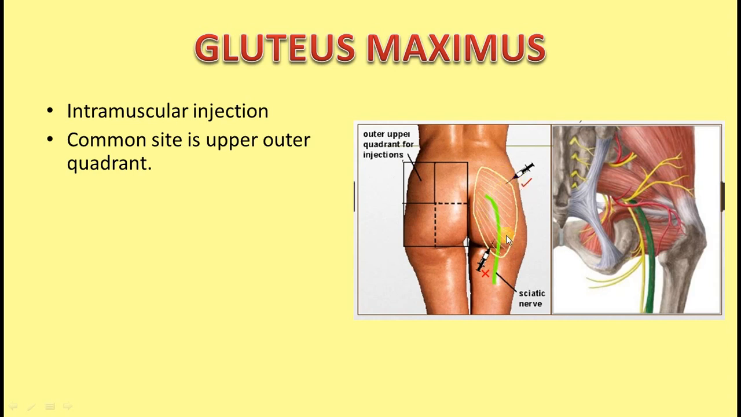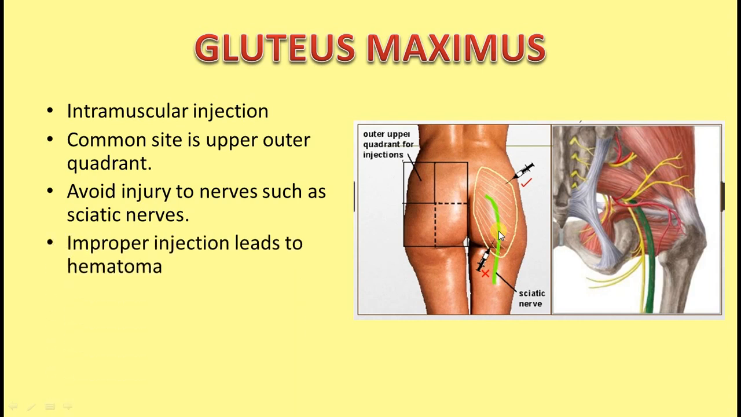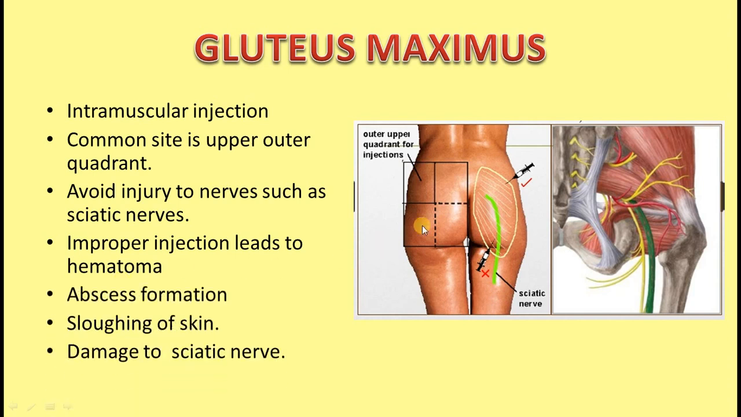You don't prefer the other quadrants because of injury. For example, if you take the lower quadrant or lower medial quadrant, sometimes what happens is you might injure the sciatic nerve. Improper injections, if it is not given properly, might lead to hematoma. You know what is a hematoma? So collection of blood at the site of injection. Then abscess might form. Okay, damage to sciatic nerve, already I told you.